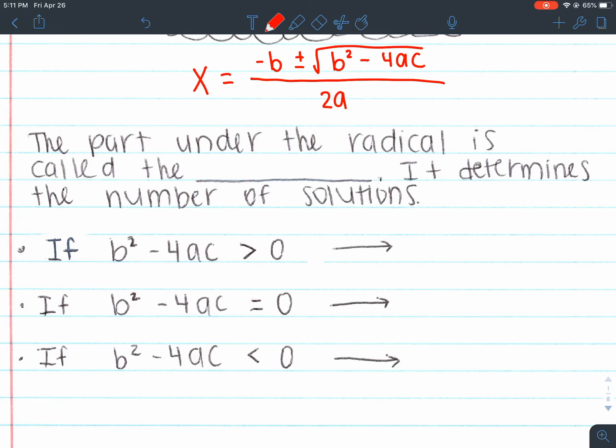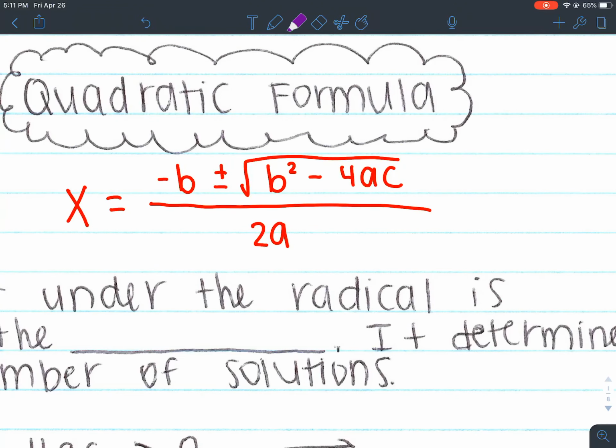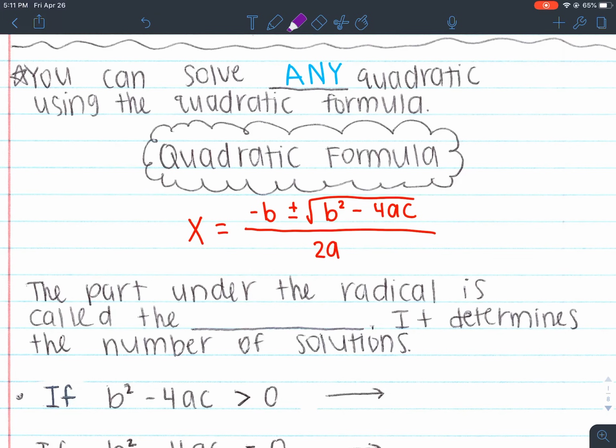So let's talk about the part under the radical. Now remember, a radical is just an umbrella term for all of our types of roots. So this is a square root, and we're talking about what's under the radical. So this part right here, what's under the radical, that b squared minus 4ac, is called the discriminant. Okay? And this determines how many solutions we're going to have.